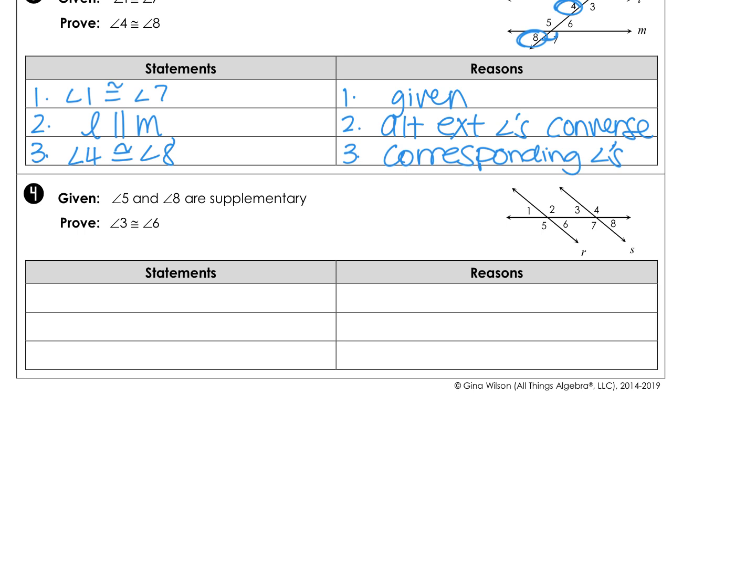Okay. Last one. Let's get it done before lunch. I have 3 statements. 3 reasons. What is my first statement? Given. Angle 5 and angle 8 are supplementary. Given. Okay, angle 5 and angle 8.